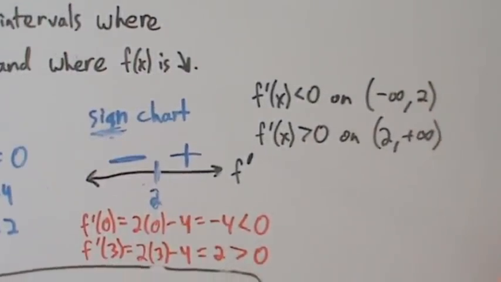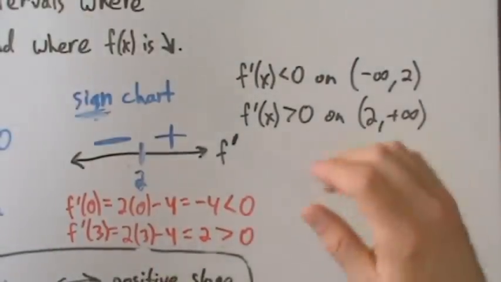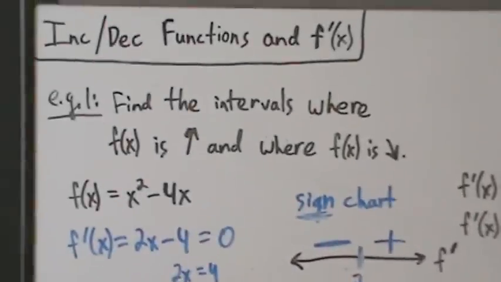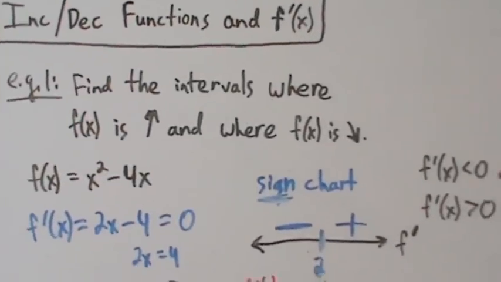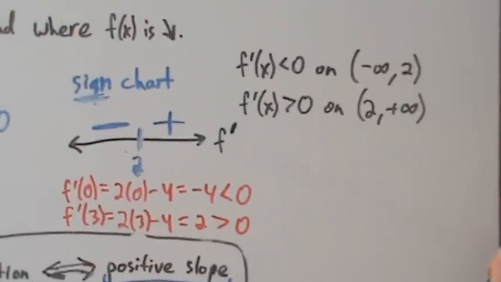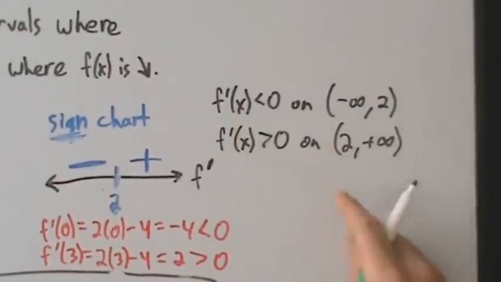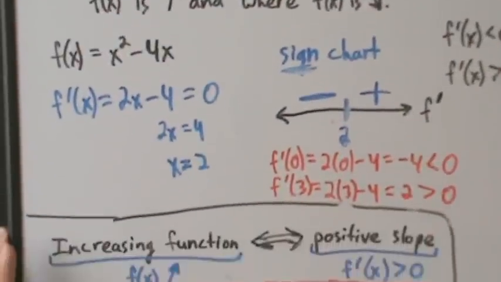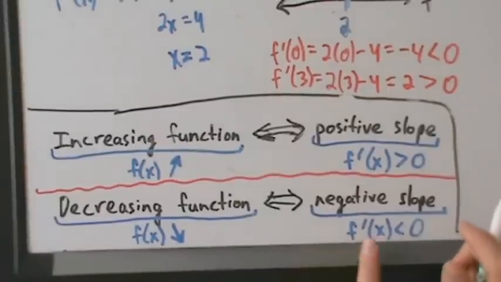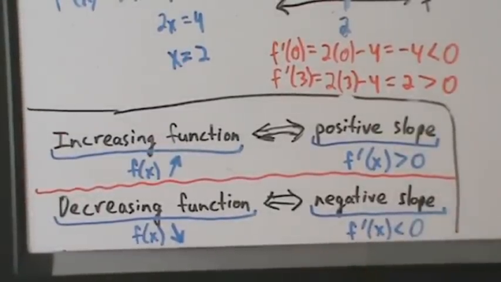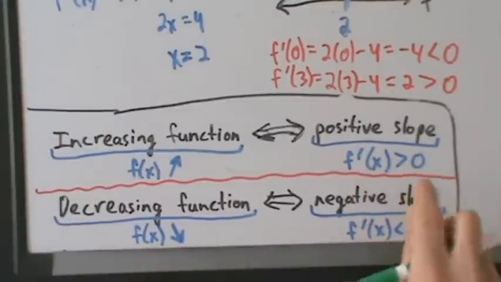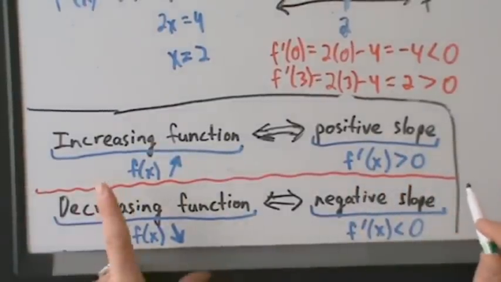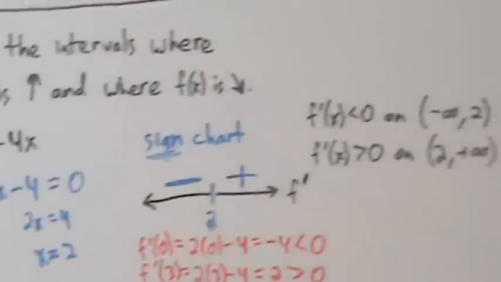Remember the original question was to find the intervals where f of x is increasing and where f of x is decreasing. Here we just found out, just using algebra, no graphs or anything like that, just using analytic techniques, where the derivative is negative and where it's positive. So the derivative is negative on negative infinity to 2, so that means the function is decreasing on that interval. And the derivative is positive on 2 to infinity, so that means the original function is increasing on that interval.